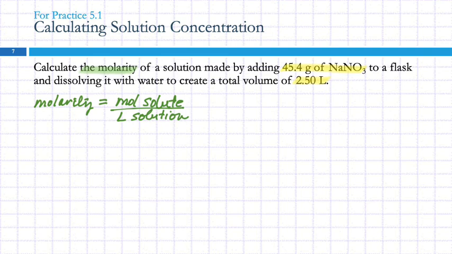Do we know either of those numbers? We know the amount of liters. Yeah, we have the liters of solution, so this is the volume of solution. But they don't give us the moles of sodium nitrate, so we're going to have to find it. We have the amount of grams, so what we're going to do is take grams of sodium nitrate and change that into moles of sodium nitrate.